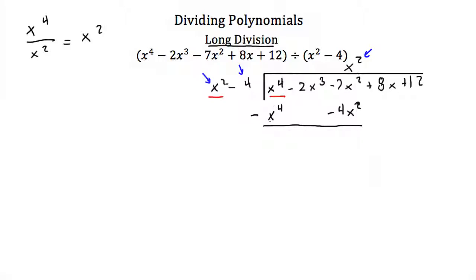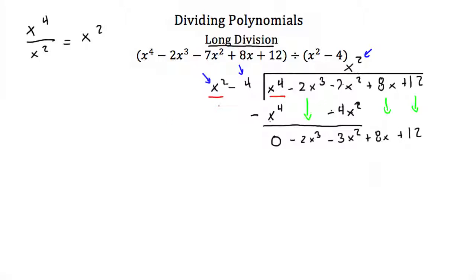Now the next step, just like normal long division, is to subtract. X to the fourth minus x to the fourth is 0. Now I'm not subtracting anything from this negative 2x cubed, so I'm just going to bring this down, and I'll have negative 2x cubed. Negative 7x squared minus a negative 4x squared is a negative 3x squared. And then the rest of my polynomial just comes down, so we'll have a positive 8x and a positive 12.